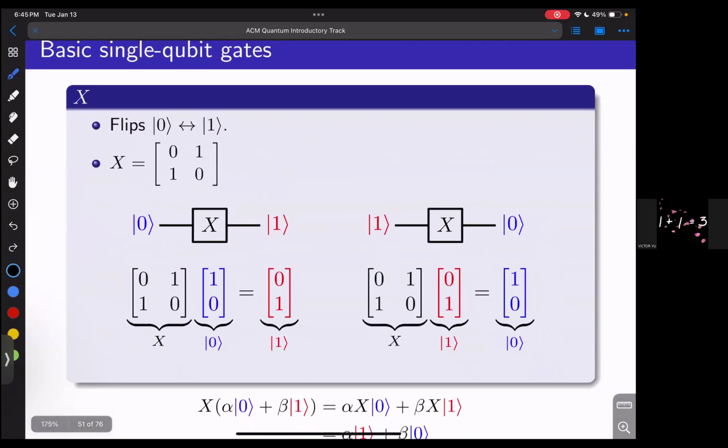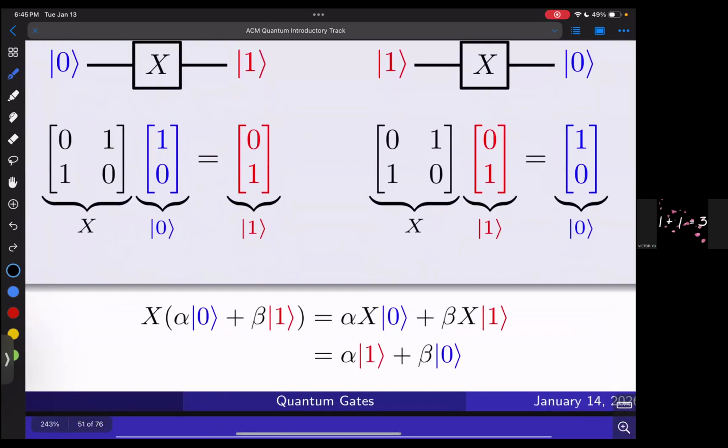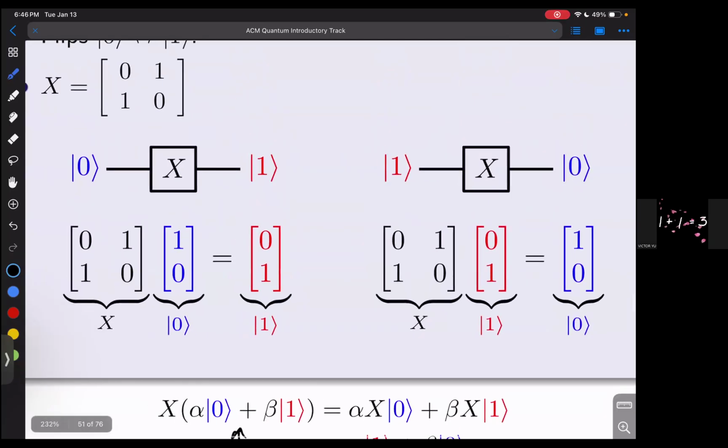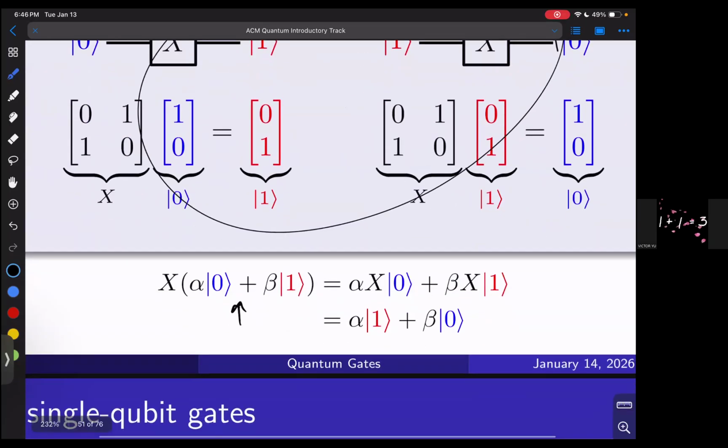Okay. And here is an example of the linearity property. Let's say you were to apply the X gate on the most general quantum state, which is this alpha 0 plus beta 1. You can distribute the X through, and then you get alpha times X applied on 0 plus beta times X applied on 1. We know what X does on 0 and 1. We just said that up here. X on 0 will flip it to 1, and X on 1 will flip it to 0. So we just change the 0s and 1s in the kets. Does that make sense, everyone?